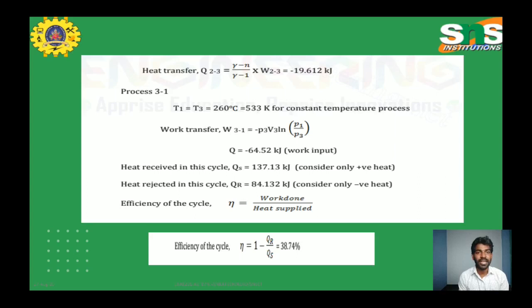We find in this problem, first we draw the PV and TS diagram of the given cycle, and next we find work done, efficiency, heat transfer, and change in internal energy of this problem. This is the application of the open system in the first law of thermodynamics in aero engineering thermodynamics. Thank you.